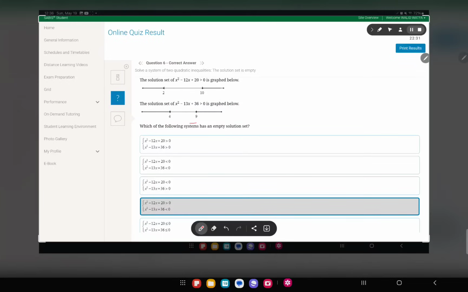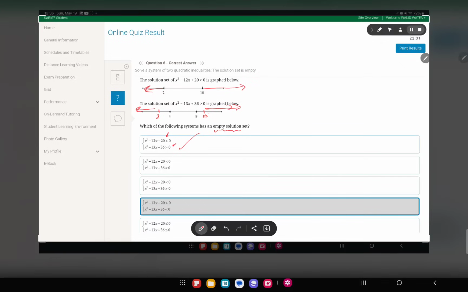Okay, so which of the following systems has an empty solution set? When this is positive, this is positive. Is that empty? Let's see. When this is positive over here, it's after 10, and when it's positive, it's also before 2. So after 10, 10 would be here. Would that also work here? Would that be positive in this solution? Yes, it would be. How about before 2? Yes, it would be. So this is correct.